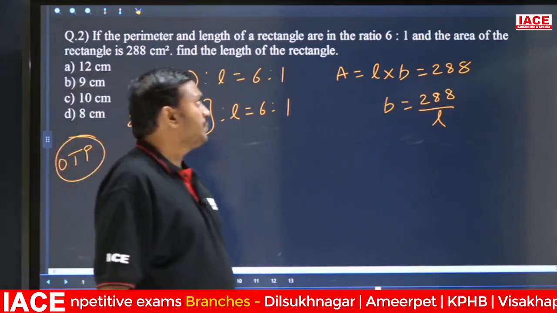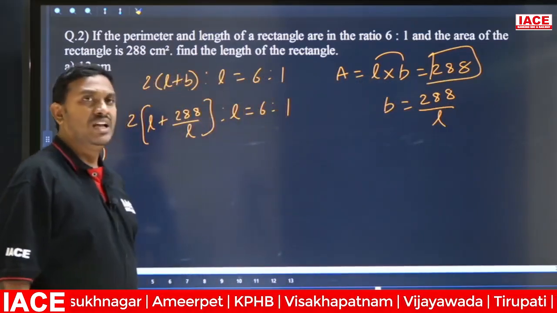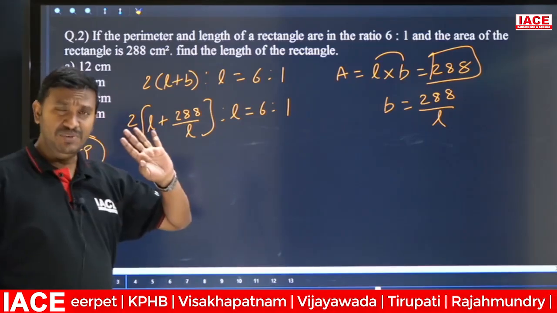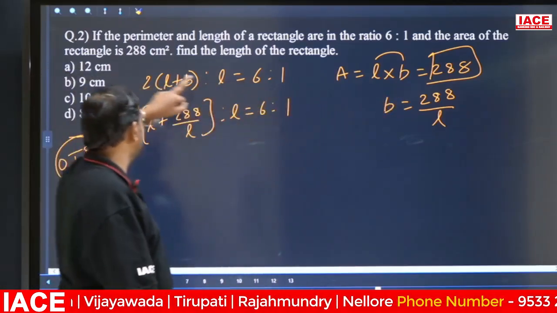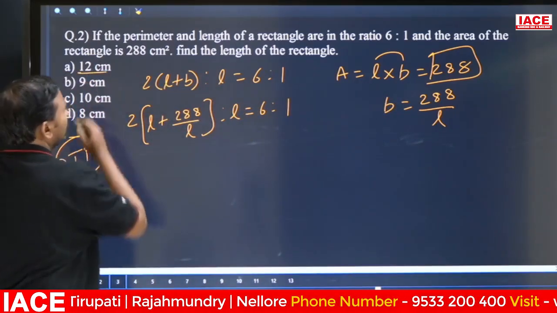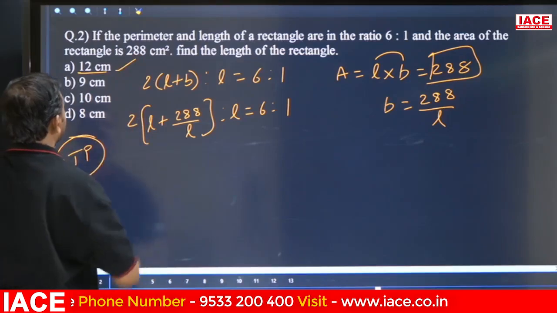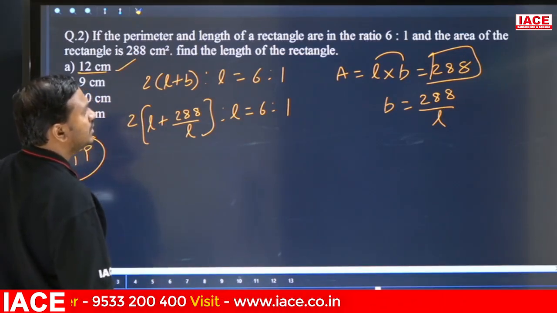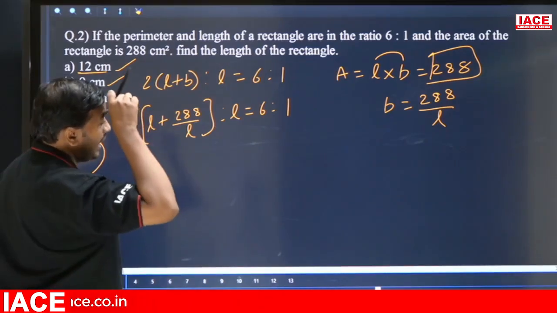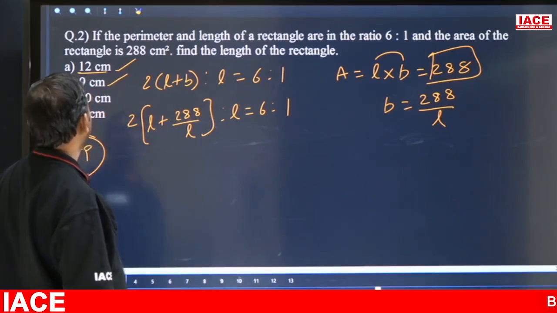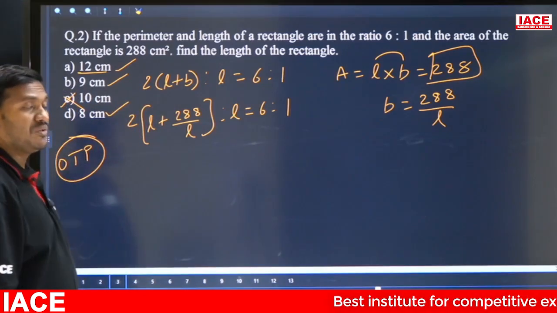L into B is 288. So which option divides 288? We want the length. Simply check which option divides 288. Whether 12 divides: 12 twos are 24, 12 exactly divides. 9 threes are 27, it is also dividing, so this is not divided. And 8 threes are 24, yes, this is also. So 3 options are dividing. One by one we'll see, just simple.